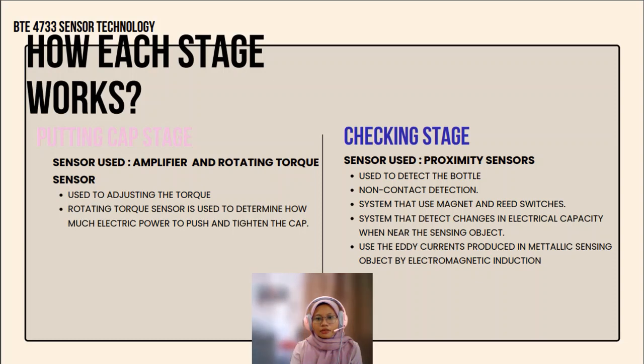Next is the checking stage. For this stage, a proximity sensor is used. The sensor is used to detect whether the bottle is there or not. This is to keep the bottles moving one by one on the conveyor. In contrast to sensors like limit switches, which detect items by physically coming into touch with them, a proximity sensor does non-contact detection. Proximity sensors turn movement or item presence information into an electrical signal.